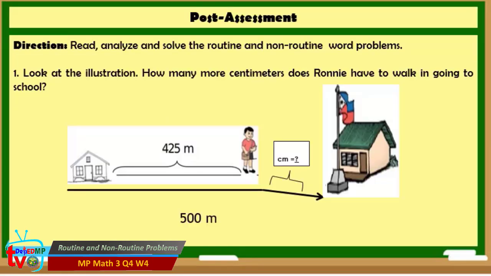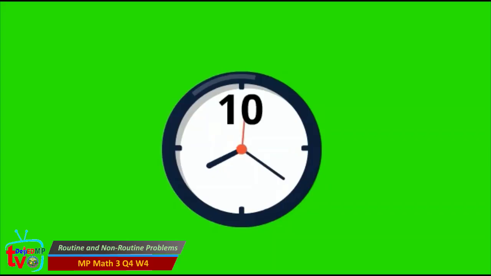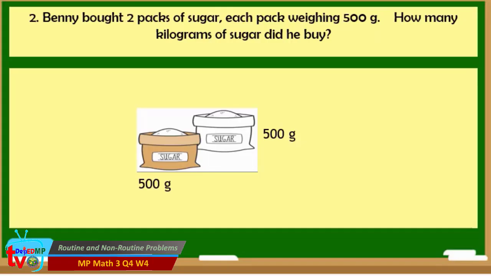Alright, so we are now in the post-assessment part. Direction. Read, analyze, and solve the routine and non-routine word problems. Number 1. Look at the illustration. How many more centimeters does Ronnie have to walk in going to school? Number 2. Benny bought 2 packs of sugar, each pack weighing 500 grams. How many kilograms of sugar did he buy?